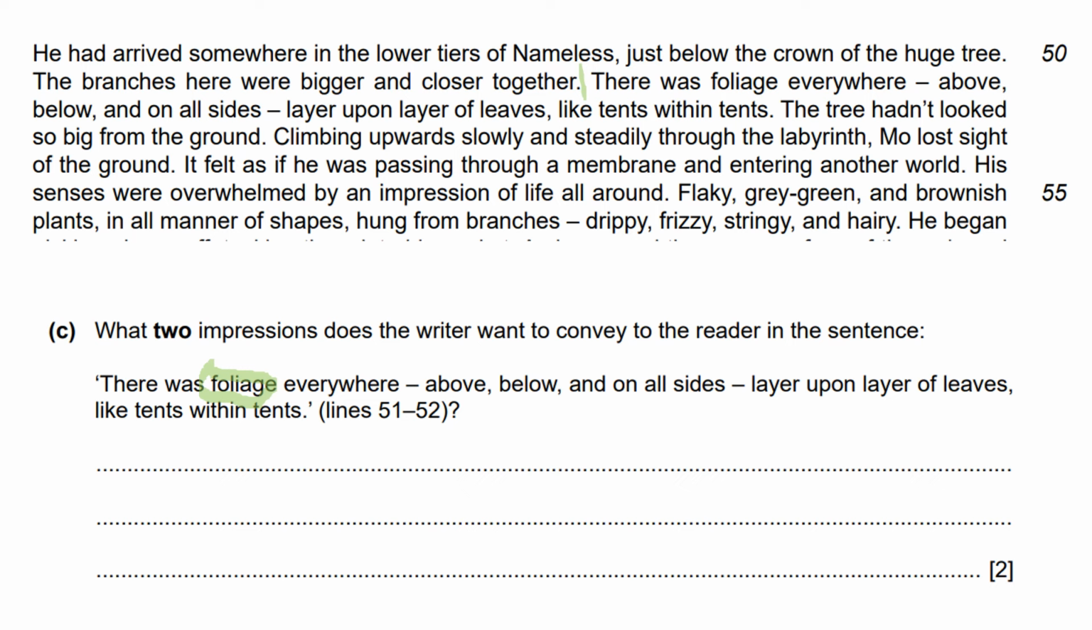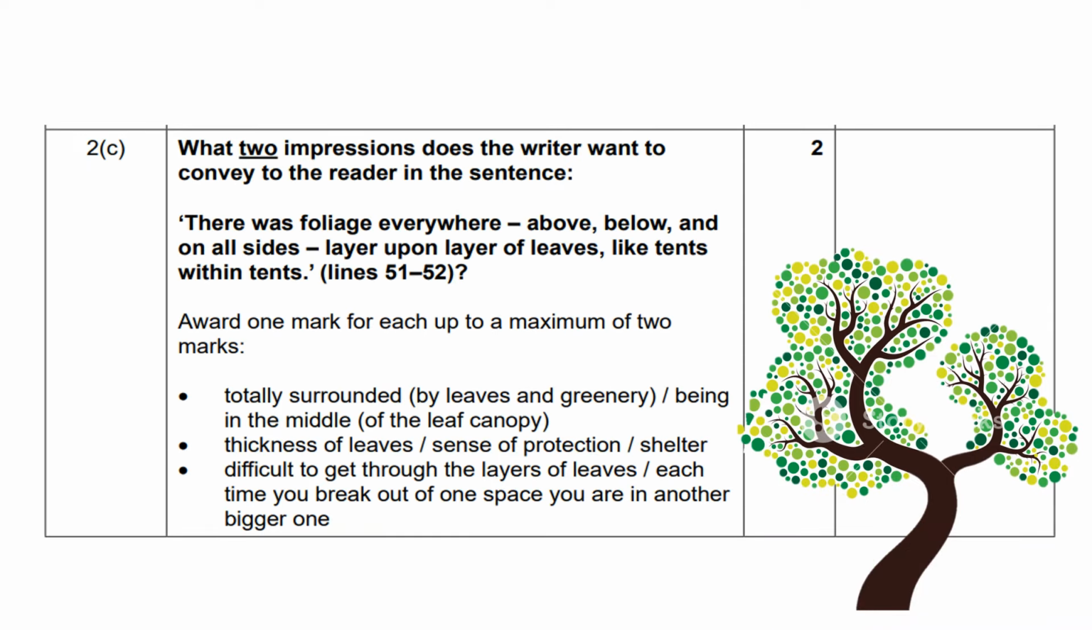So the tree hadn't looked so big from the ground. So we can see that it is about the denseness of the tree above. It is about the mass of branches above. This is the foliage you can see. And now let's look at the answer for this part.